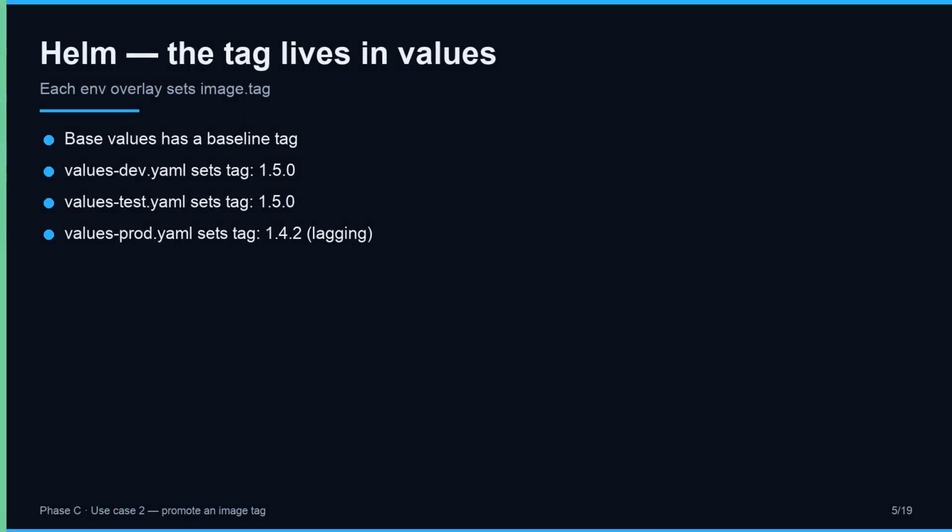In Helm, the image tag is just another value. The base values file carries a baseline tag. Each environment overlay sets its own tag. Dev and test overlays set 1.5.0. The prod overlay still sets 1.4.2, because we have not promoted it yet. To finish the rollout, we change that one line in prod.